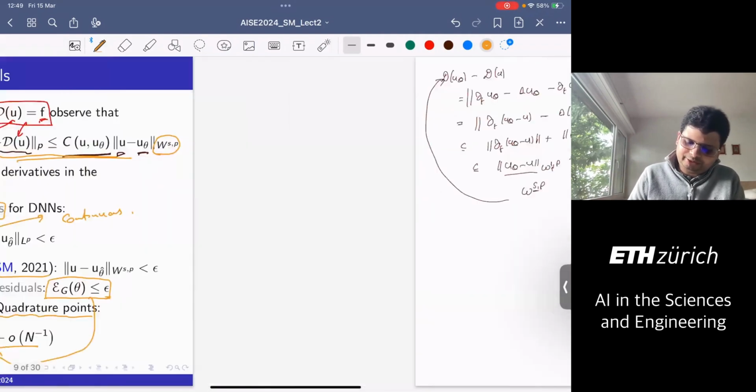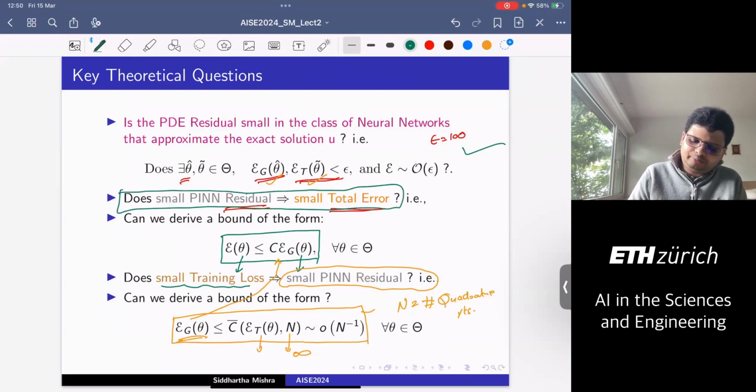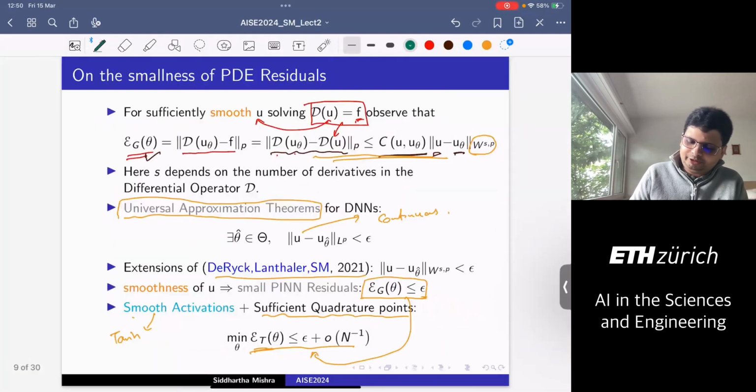So again, it goes back to this picture here. This is done now, right? So let's use the green and say that this part is done, that there exist neural networks such that these errors can be small. So now the question that I'm asking is this one. Does it mean that if I have a small PINN residual, I can make the total error small? Or in other words, can I get a bound which looks like this? Okay, let us try to see whether this can be done.